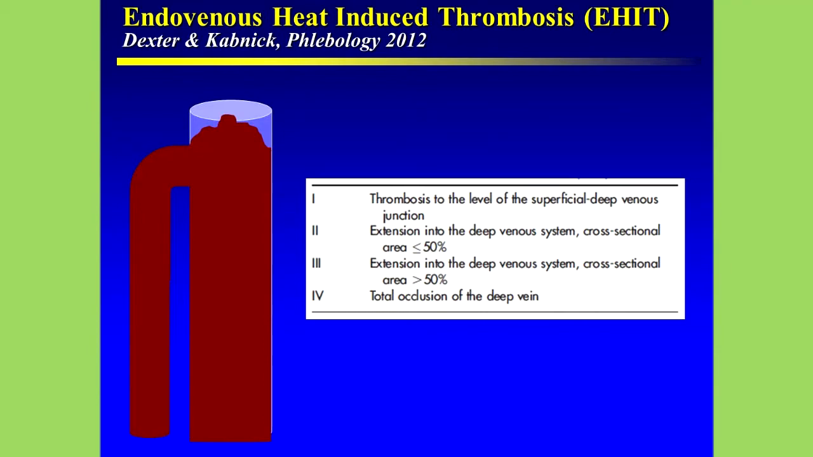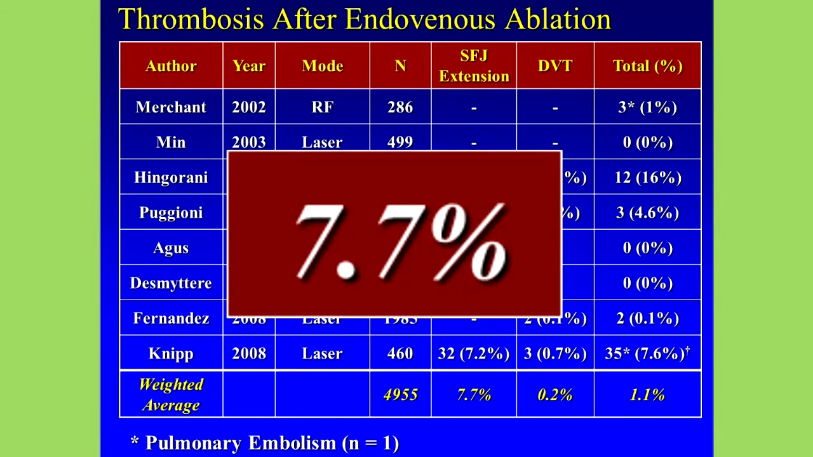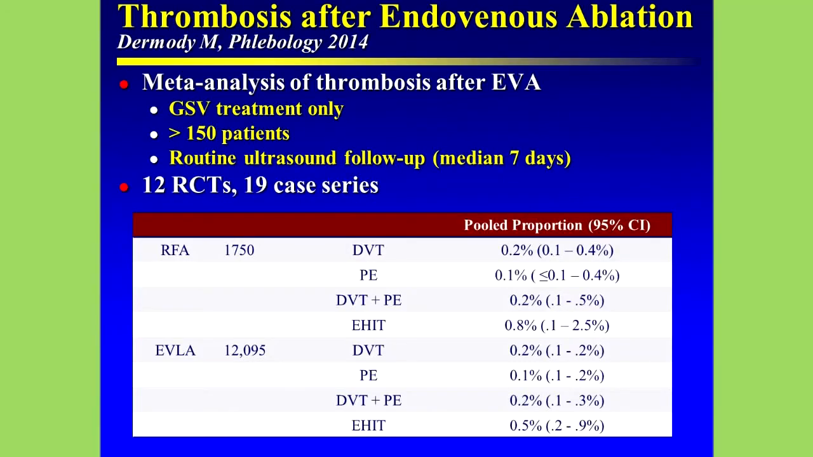If we look historically at some of the very early series on this, there was indeed a significant risk of saphenofemoral thrombus extension. In the early series, this was about 7.7%, but if we go back and look at it, a lot of this was driven by Hingorani's initial experience, which I think everybody understands had some technical issues in the early experience with radiofrequency, at least in this particular center, reporting an incidence of about 16%.